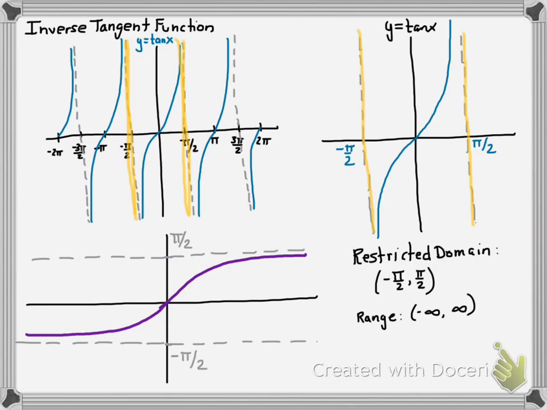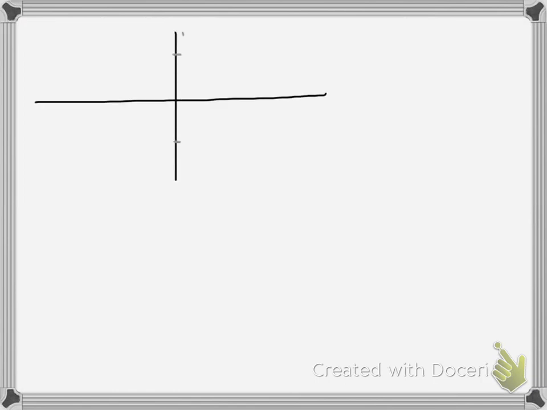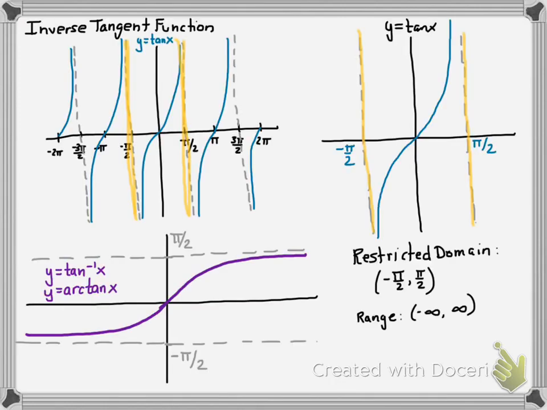Okay, so once we have these horizontal asymptotes drawn in, then I can draw this branch reflected across y equals x, and we get this picture of this nice purple function. So this is our graph of y equals inverse tangent of x, or y equals arctangent of x. Okay, so there's our picture, and now we want to talk about some important features of this graph.